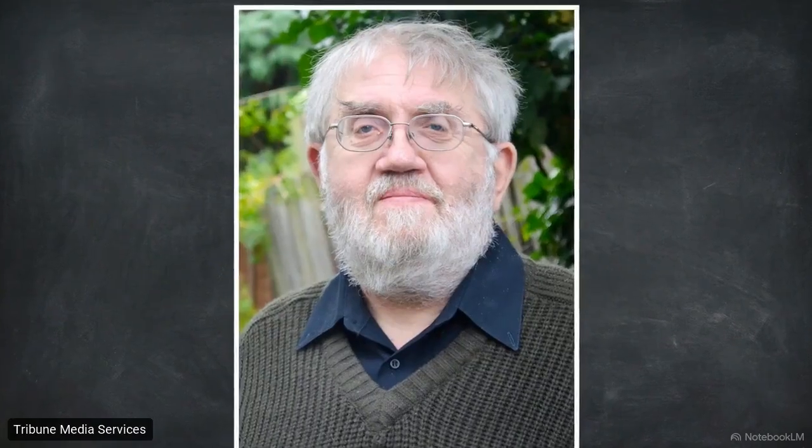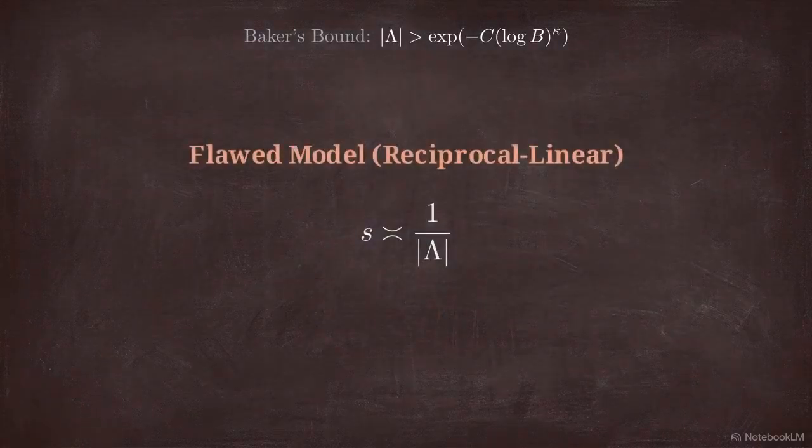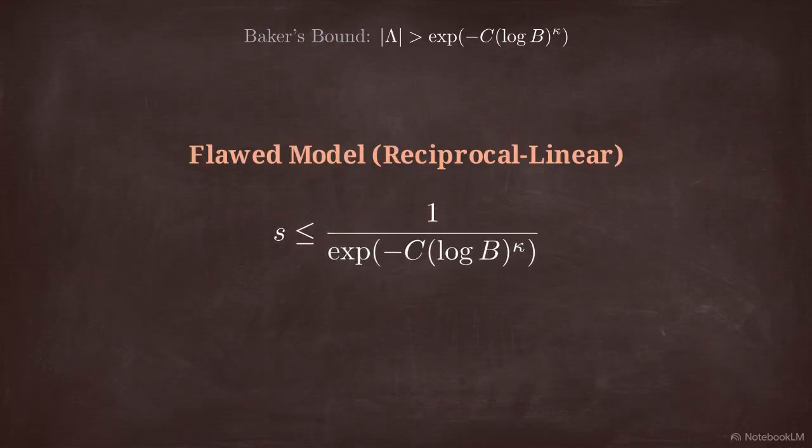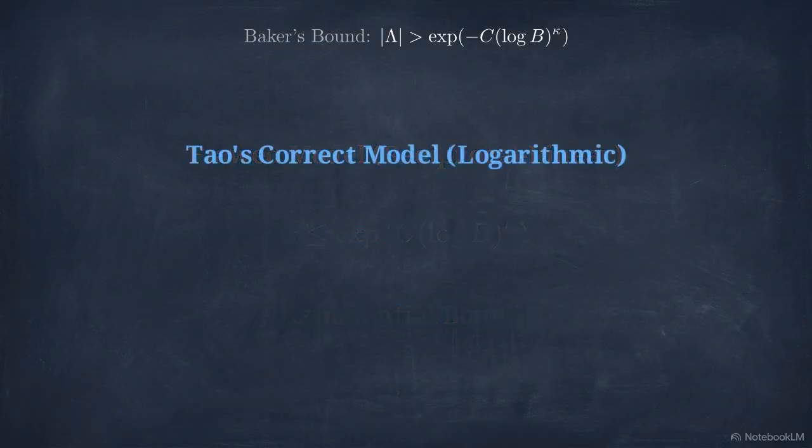The modern Matveev and Baker-Wüstholz theorems provide a fully effective lower bound for our linear form, establishing a limit on how closely the log base 2 of 3 can be approximated by rationals. This equation shows what happens if you substitute the Baker lower bound into the literature's incorrect reciprocal linear model. The math forces an extra exponentiation, resulting in an exponential bound on the maximum triangle size.